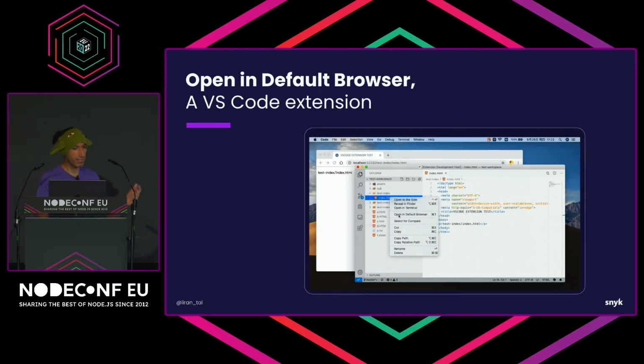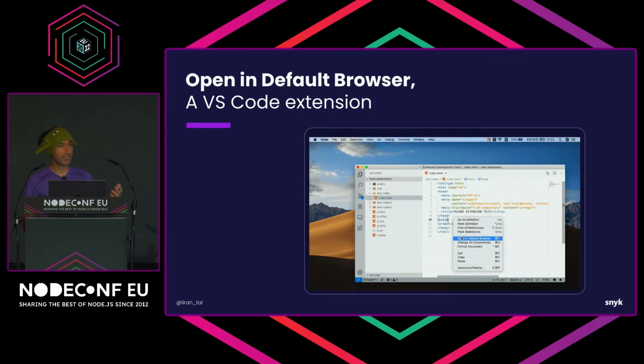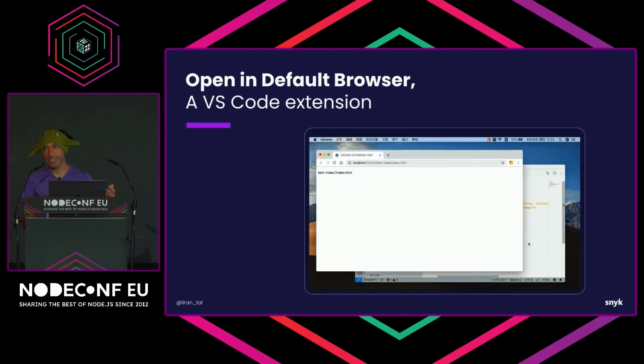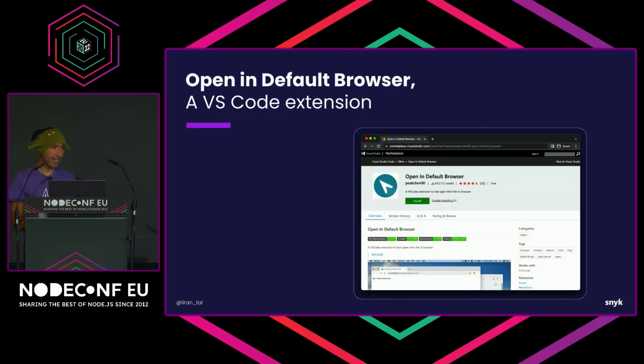So here is Open in Default Browser. That's the name of the extension. It's as simple as basically right-clicking any HTML file or whatever, and it will open it in the browser. So, makes sense. It's a tiny add-on to VS Code, but it is a popular one, right? It's one that gets downloaded, or installed, about 1 million times off of the marketplace at this point in time.